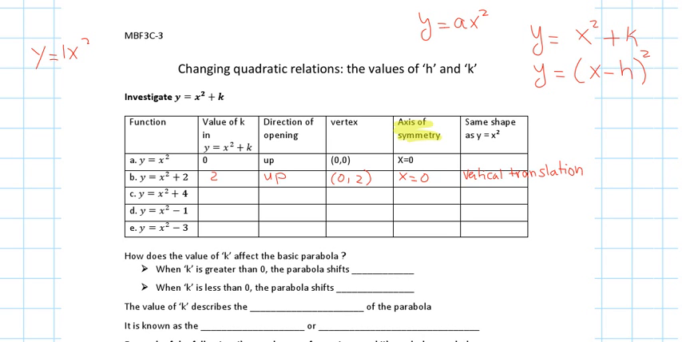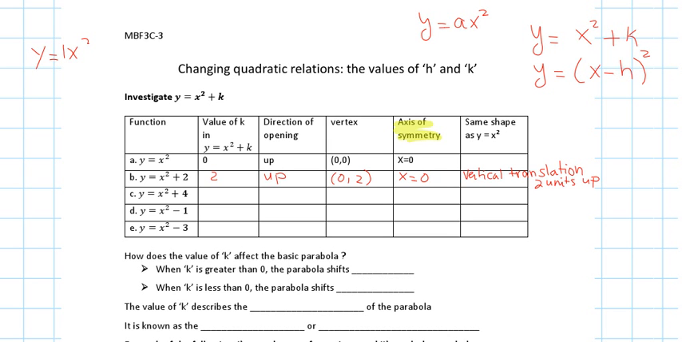Two units up. So this is how you state the transformation. Okay? And that's why they're right here. You just have to decide.